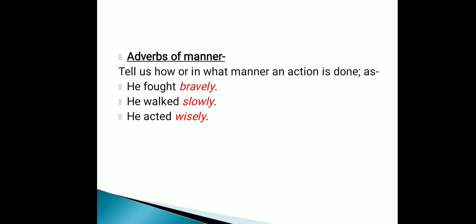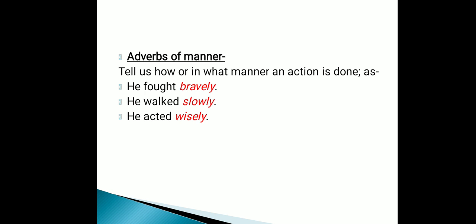Such as, see the example, he fought bravely. How did he fight? Bravely. He walked slowly. How did he walk? The answer is slowly. He acted wisely. How did he act? Wisely. So here bravely, slowly, wisely are the adverbs and these are adverbs of manner. They are showing how the action is done. Okay?